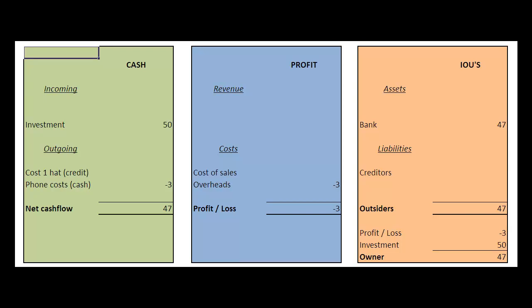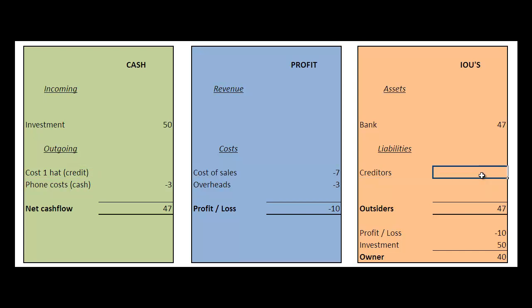The next thing we're going to do is actually to purchase a hat to be able to sell it on, and this is what we're going to call a cost of sale, and the cost of the hat is £7. So at the moment we're making a loss of £10. We haven't sold anything. This £7 isn't shown in the cash statement at the moment because it's actually on credit. We're going to pay the supplier at a later date, and because of this we now need to represent this in our liabilities, or IOUs.